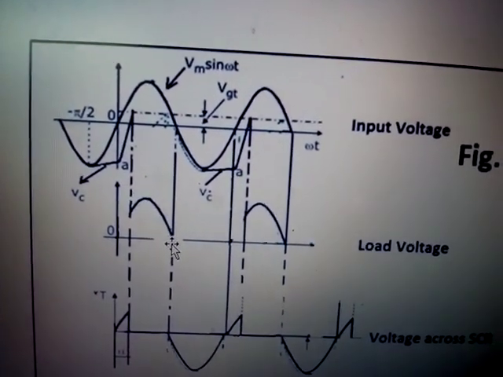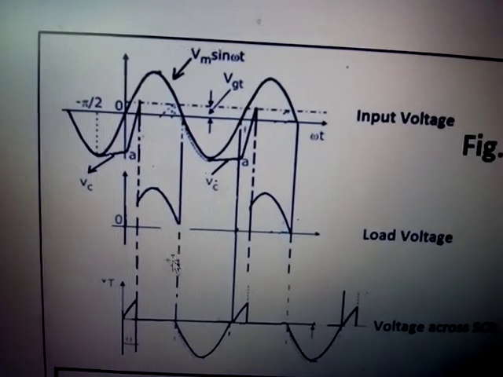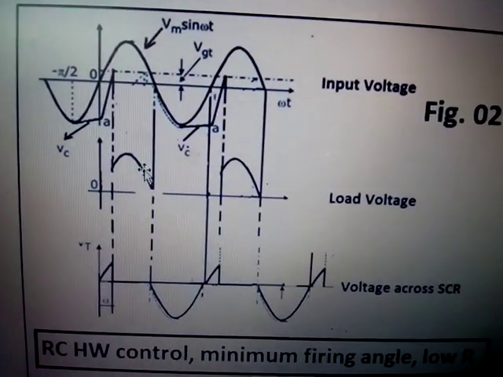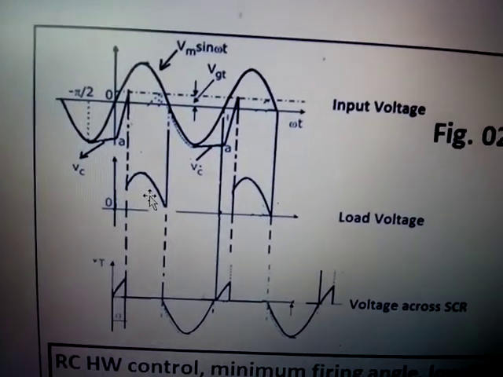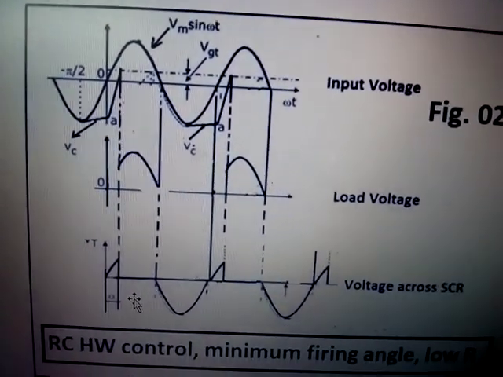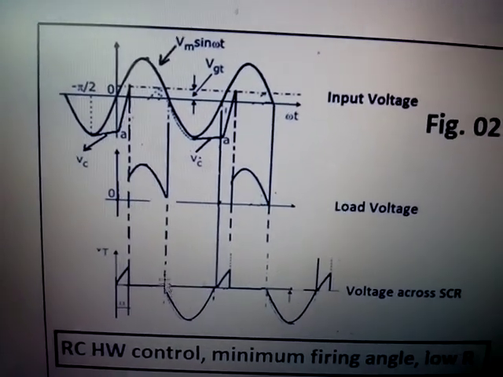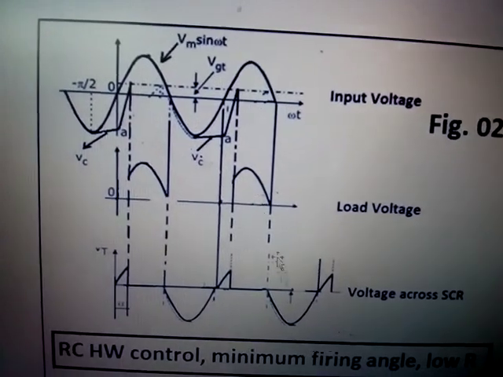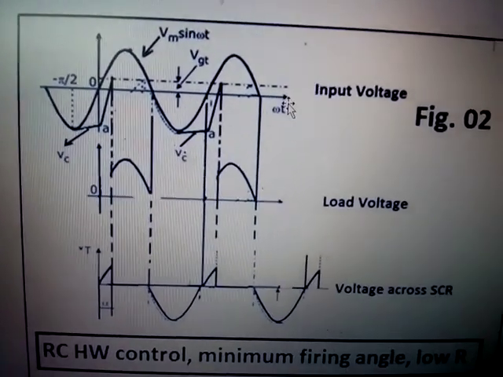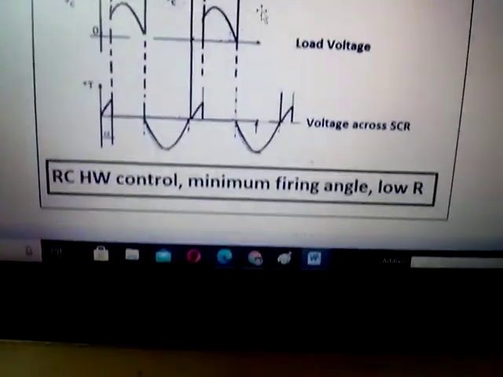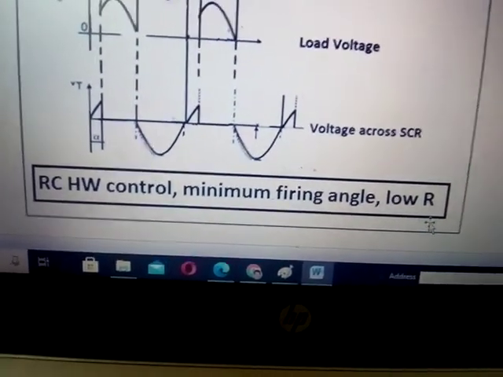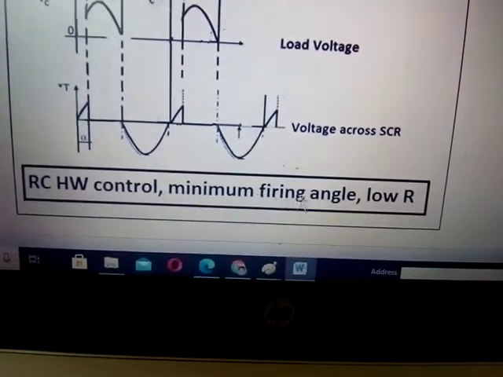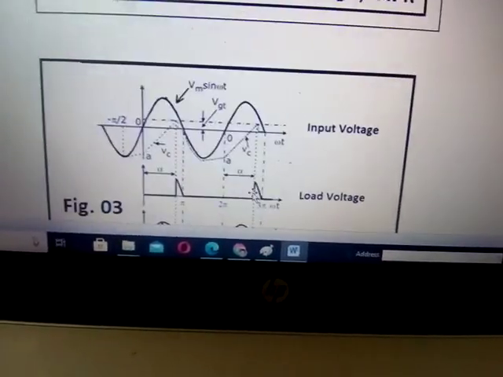So this will be the load voltage. This is the SCR voltage. So when load is conducting, voltage will go to load. SCR will be 0 voltage. When load is not conducting, SCR will get voltage. Load voltage plus SCR voltage will equal the supply voltage. This is called the minimum firing angle or low value of R, minimum alpha. Now go to next figure.